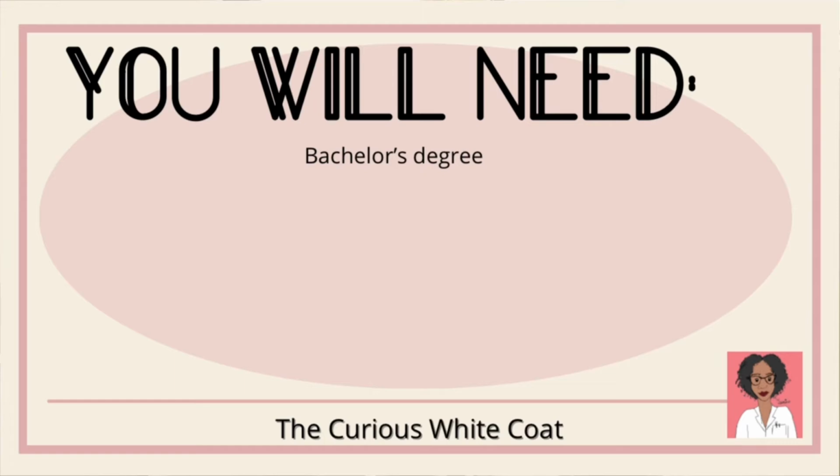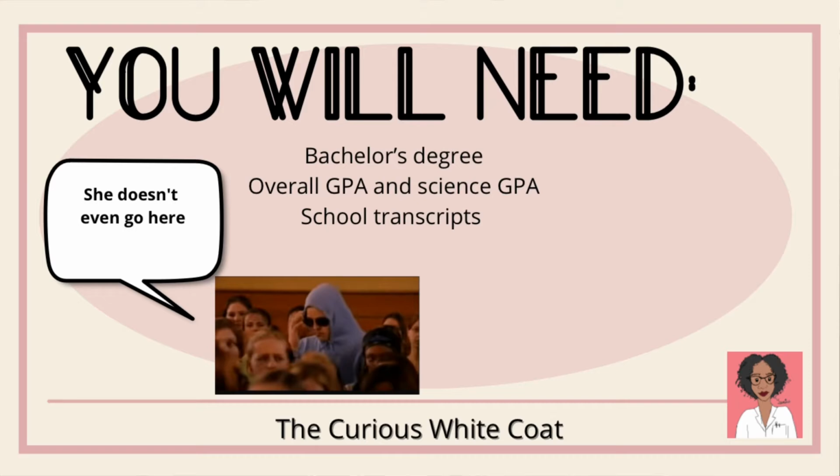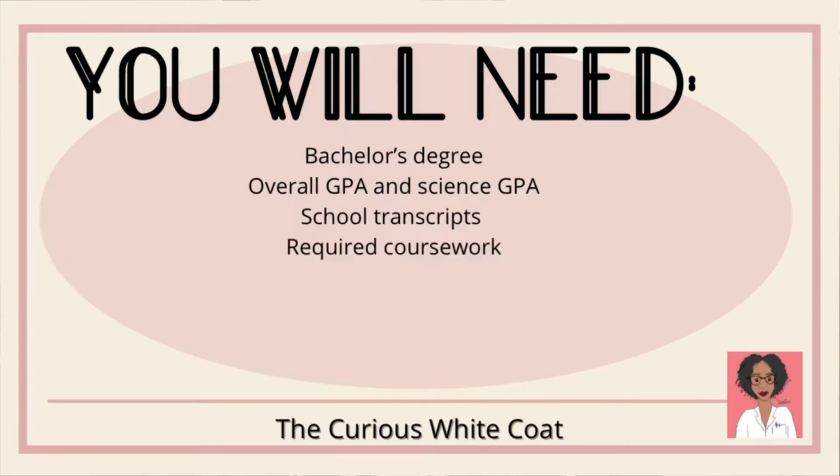So now let's talk about the things that you will need before you apply to medical school. At most institutions, you will need the following: a 4-year bachelor's degree. You'll need to know your overall GPA and science GPA. You'll need to have your school transcripts, which are grades and proof that you even went there. You'll need to have completed certain required courses, and these can vary by the school that you apply to. It's not just typical pre-medicine type of classes that you think of, like biology, organic chemistry, and physics.